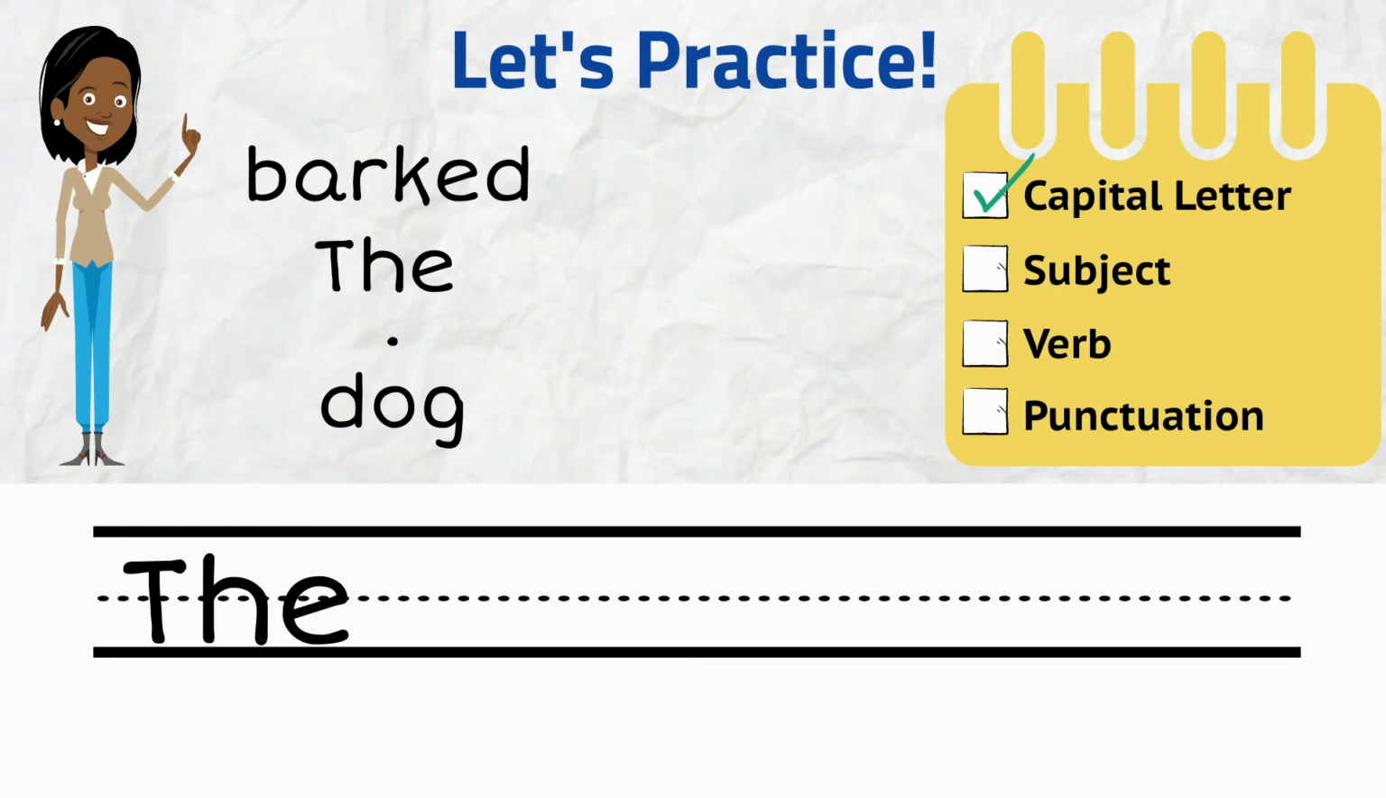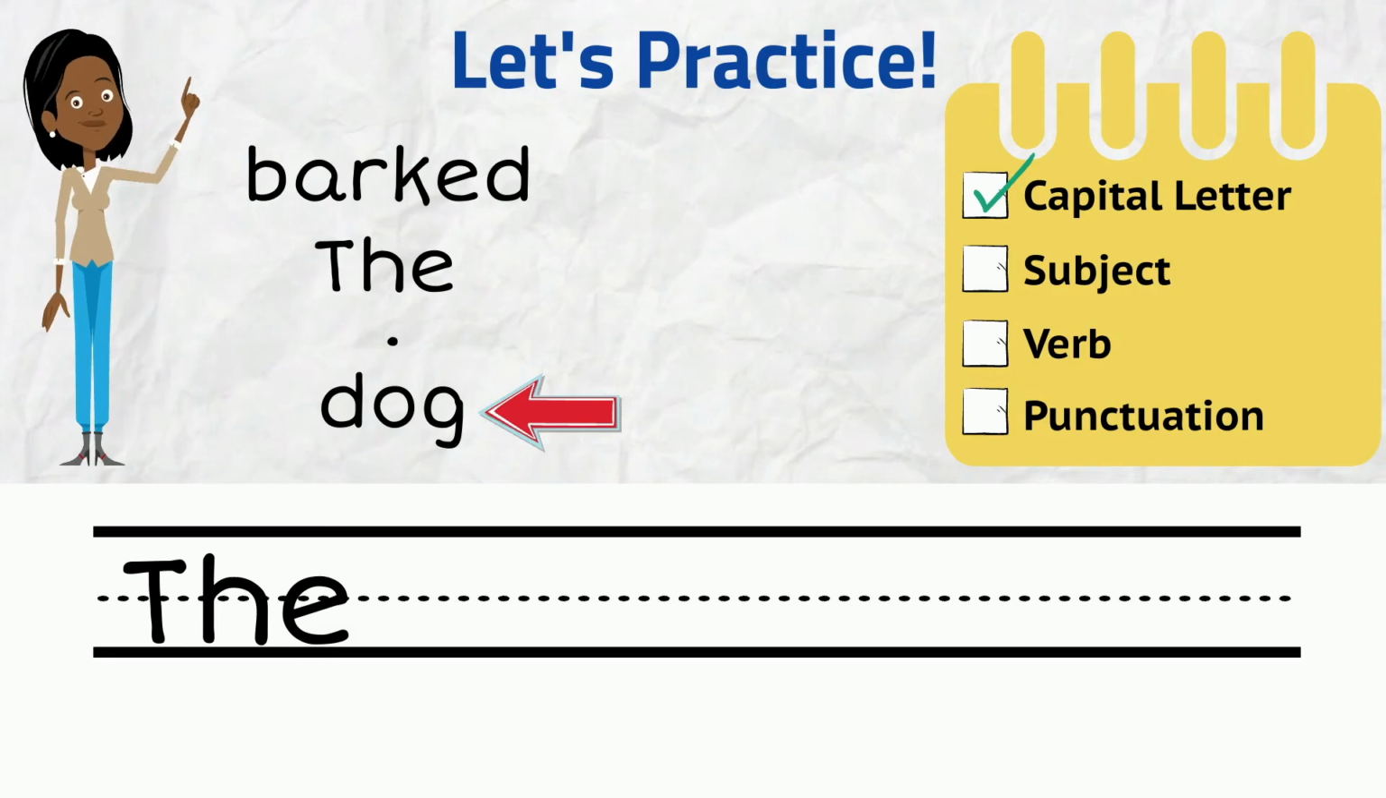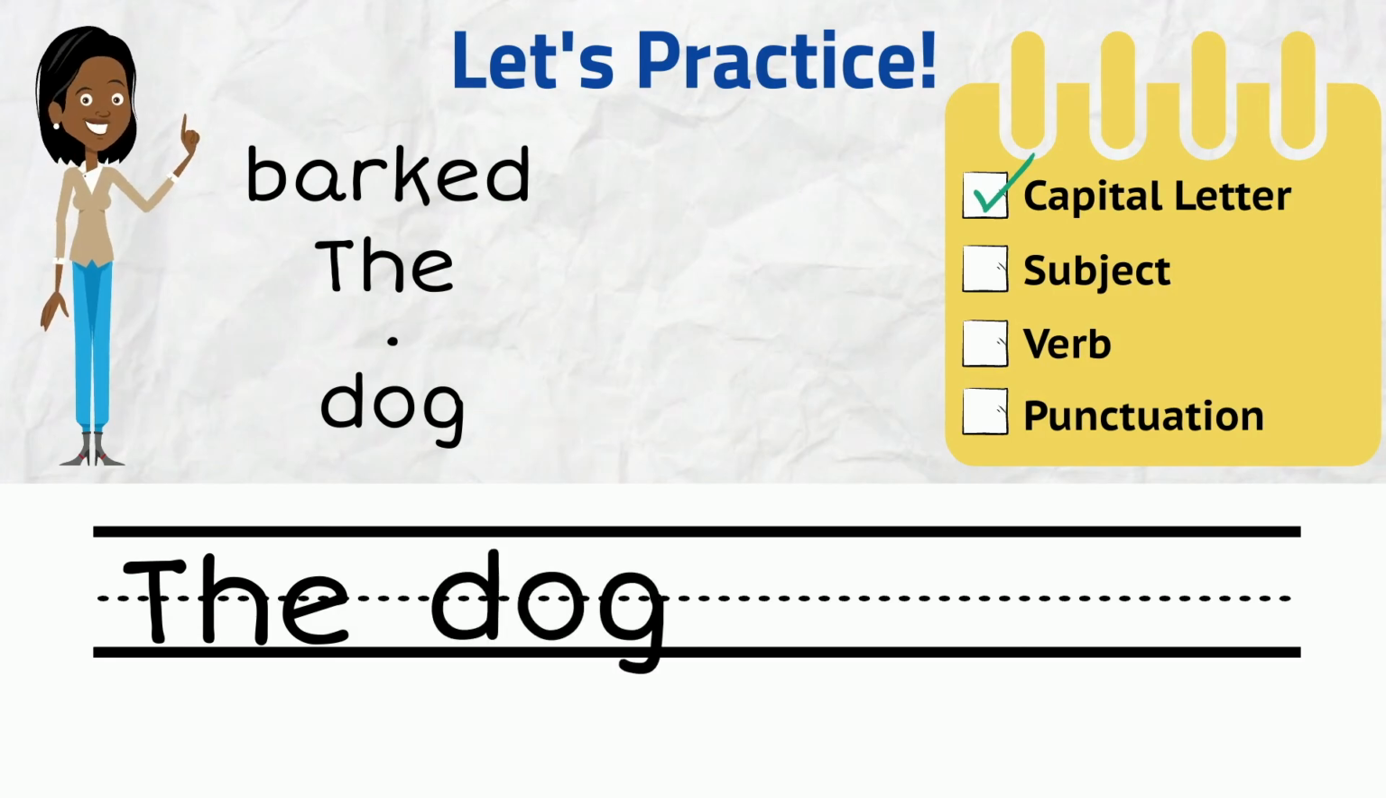What about the subject? Well, a subject is a person, place, or thing. What word is a thing? Aha! A dog is a thing. I will write that word next.